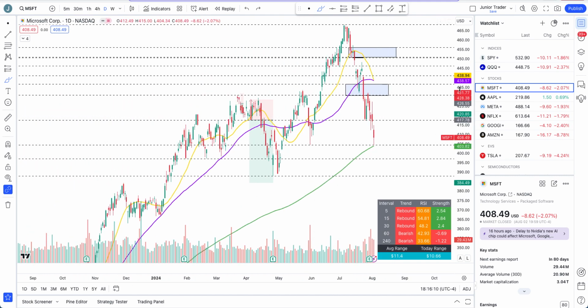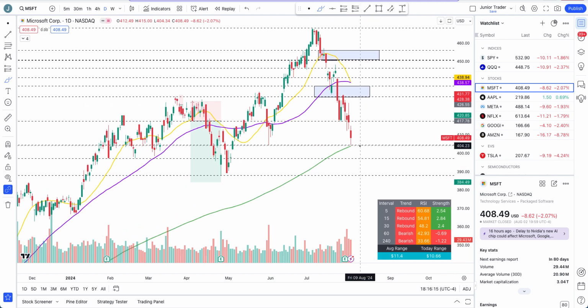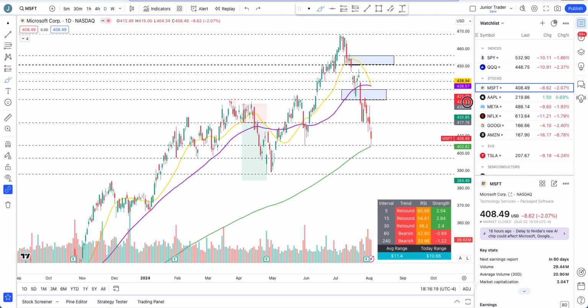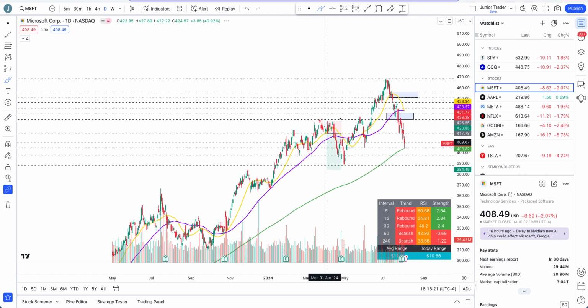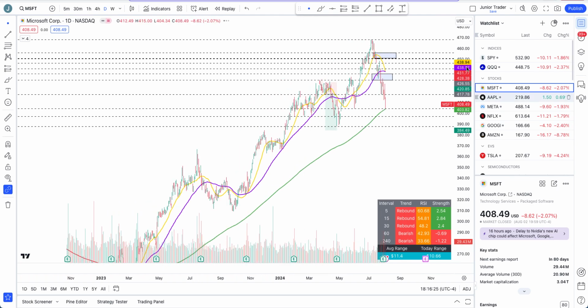Now, we got over here. Now, what do I expect? What are the levels to watch? Let's talk about that. Now, breaking the 200 days moving average, I don't think it's going to be easy on Microsoft. It might take its sweet time, but that's what it is. If we break the 200 days moving average, that's going to be a big break on Microsoft to the downside.